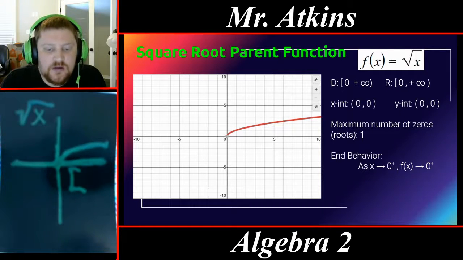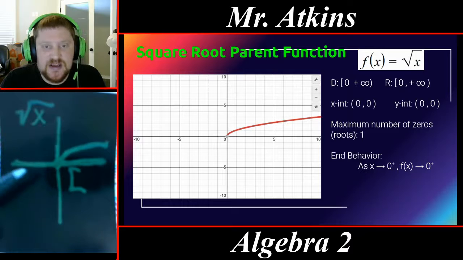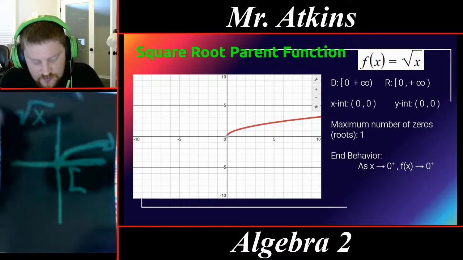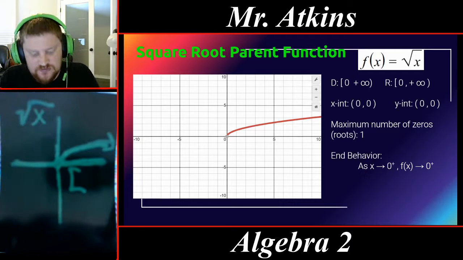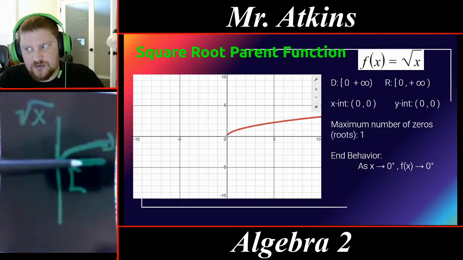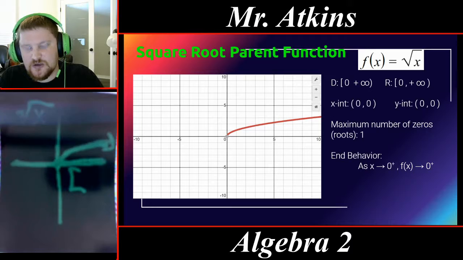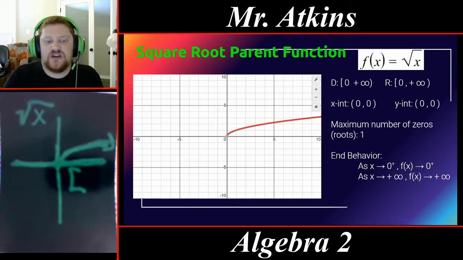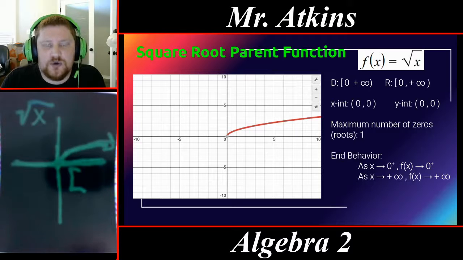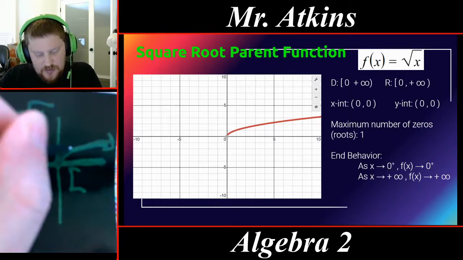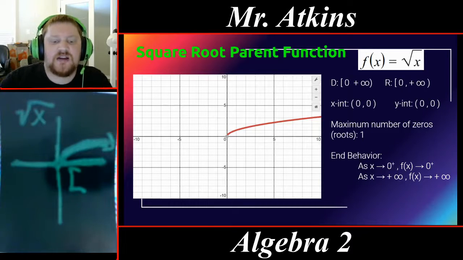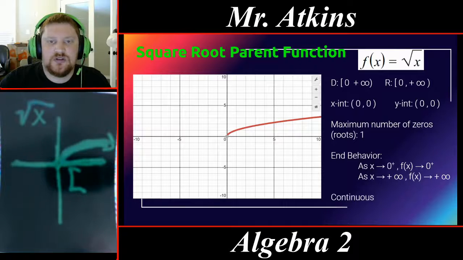Our right side end behavior is much easier. This continues on forever, so as x approaches infinity, we can see that it increases slowly, but it will continue going up forever. So, as x approaches infinity, f of x approaches infinity. And because I can draw this with my pencil and never pick it up, this graph is in fact continuous.